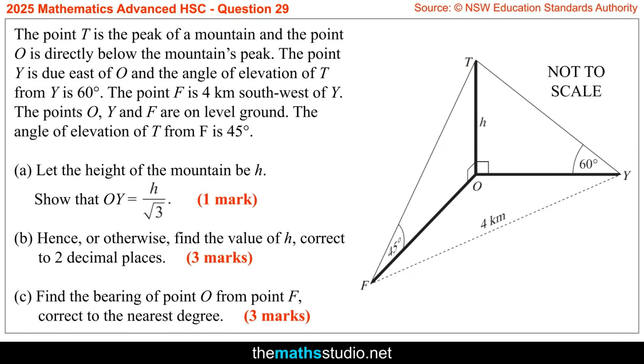Question 29. The point T is the peak of a mountain and the point O is directly below the mountain's peak. The point Y is due east of O and the angle of elevation of T from Y is 60 degrees. The point F is 4 kilometers southwest of Y. The points O, Y and F are on level ground. The angle of elevation of T from F is 45 degrees. Part A. Let the height of the mountain be h. Show that OY equals h over the square root of 3.